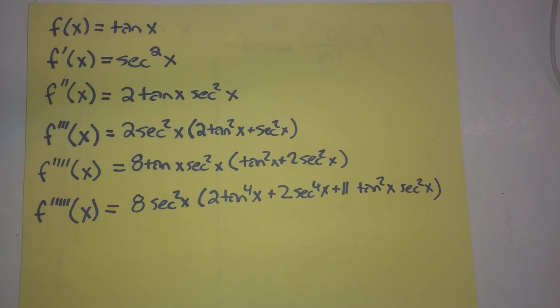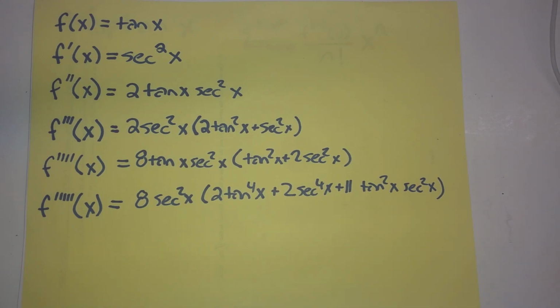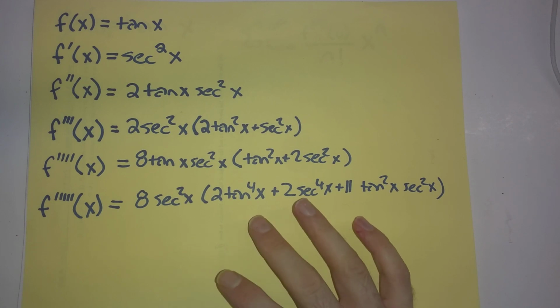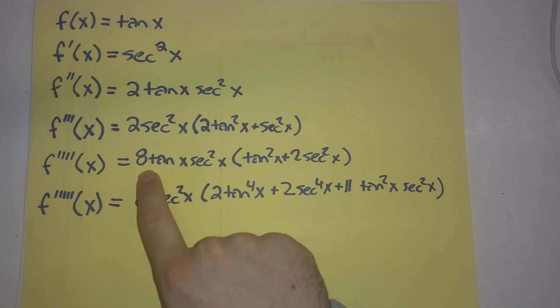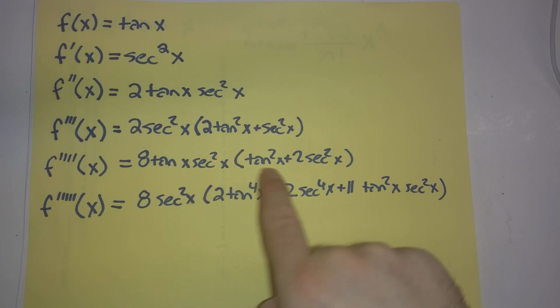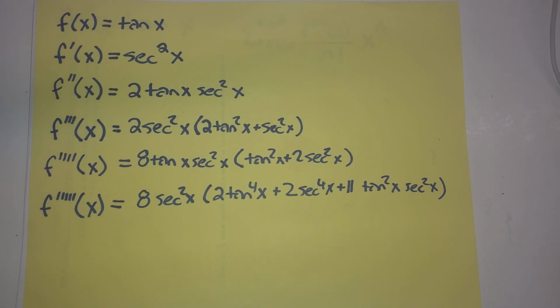I computed the derivatives out to the 5th derivative of f of x, and as we can see, this is just a mess. From this, we'll be able to write down the answer, but this is not something you'd really want to do by hand. When I wrote all this out, trust me, I was using a computer to make sure I wasn't making any mistakes. How do you go from 8 tangent x secant squared x times tangent squared x plus 2 secant squared x? That's an awful lot of product rule and chain rule, not something I want to do without a computer.